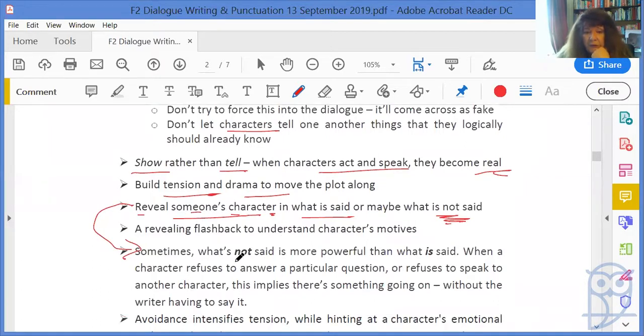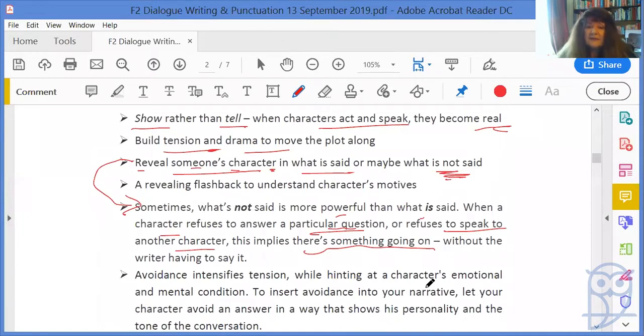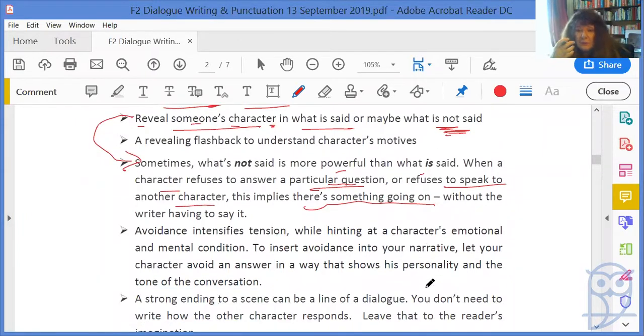Sometimes what's not said is more powerful than what is said. Perhaps a character refuses to answer a particular question and he just runs away. He shows by the action that he's avoiding something, isn't he? So, even if he refuses to speak to another character, it implies there's something going on. But you don't have to say it out loud. We should be able to pick that up from the dialogue itself.